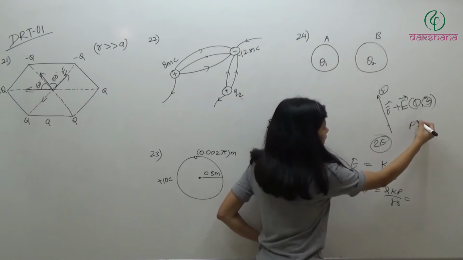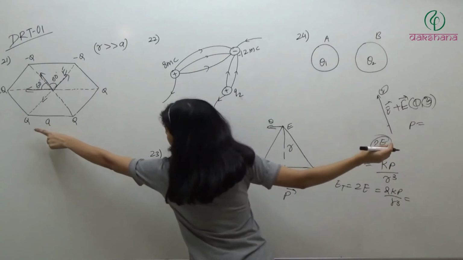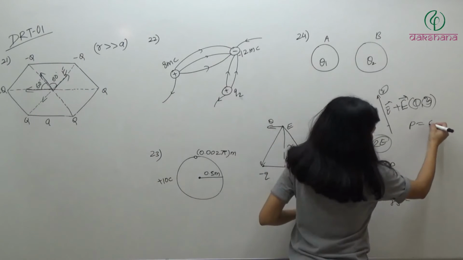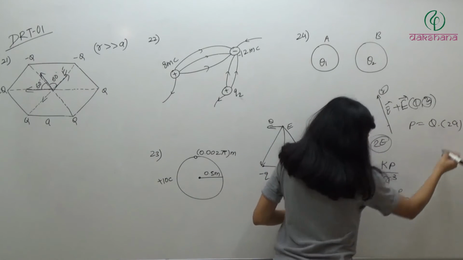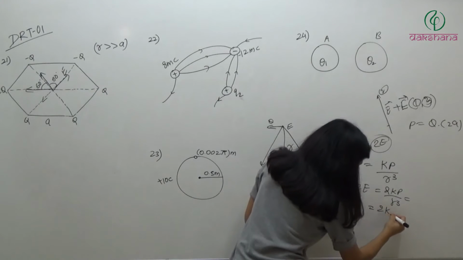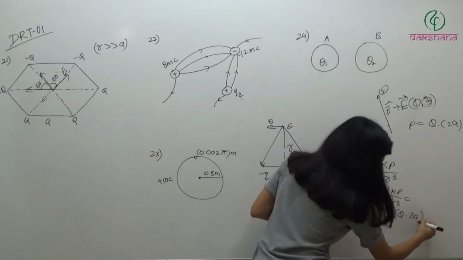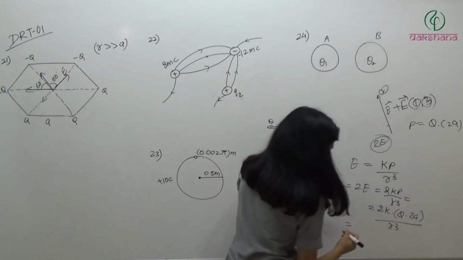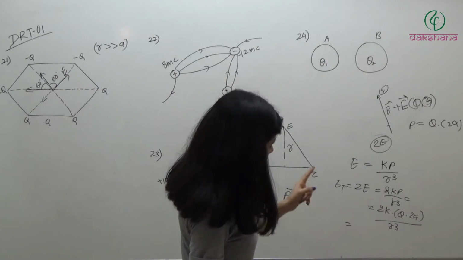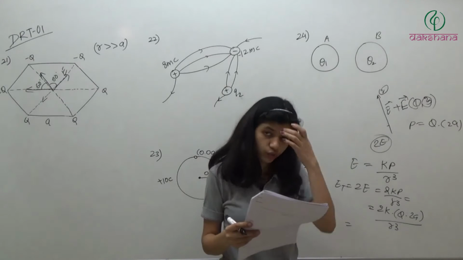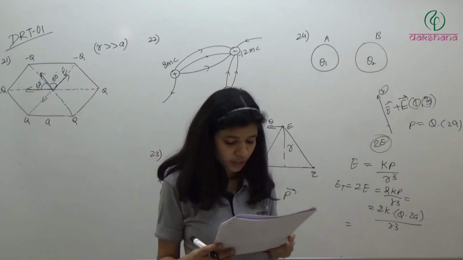Here, p is equal to Q and minus Q with a distance of 2A between them, so Q into 2A. If you write that here, it is 2K into Q2A divided by R cube, so it will be 4KQA by R cube. 4KQA divided by R cube, which is given in the first option.